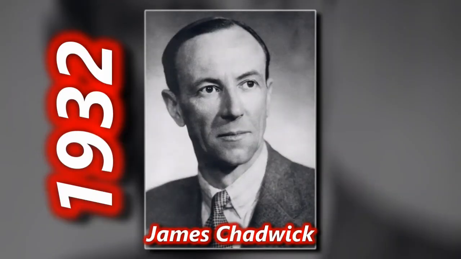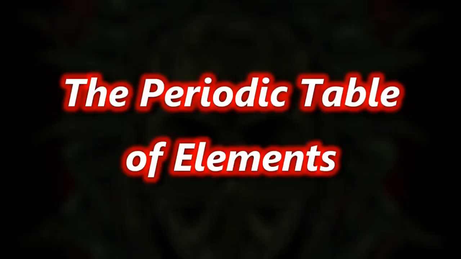The actual existence of the neutron was confirmed by James Chadwick in 1932 while he was doing some investigation on a new type of radiation. He was able to determine that the radiation was composed of uncharged particles that had about the same mass as the proton.